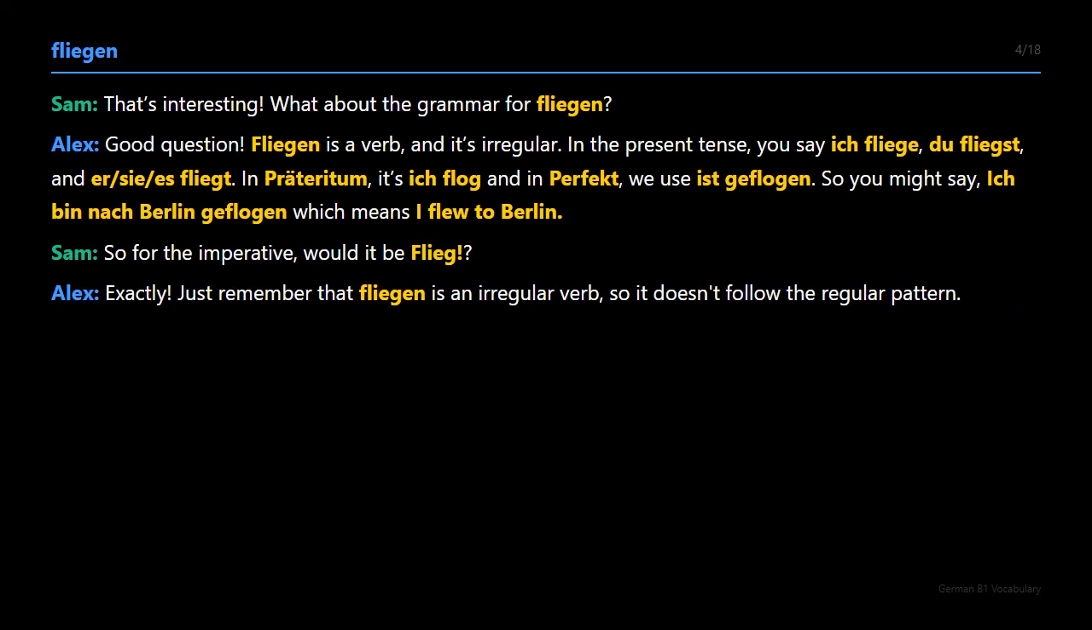Präteritum, it's ich flog, and in Perfekt, we use ist geflogen. So you might say, Ich bin nach Berlin geflogen, which means I flew to Berlin.